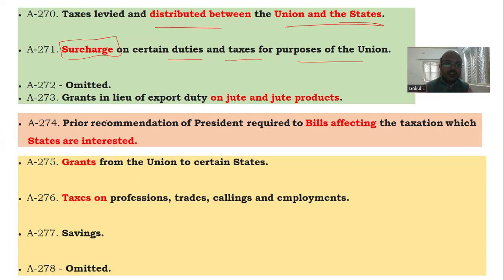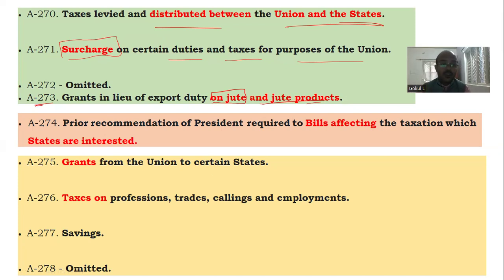So next, jute. This article 273 is related to jute. So anyone who exports jute, for them grant in lieu is provided. Okay, especially for north eastern states, this article is applicable.